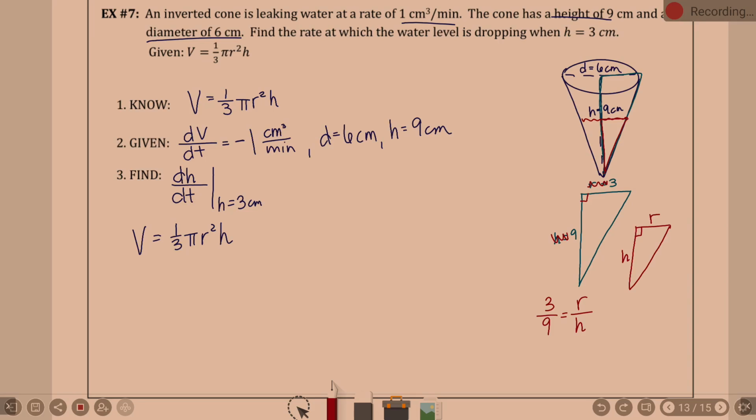Okay. Now, stay with me, guys. Are you seeing my connection of similar triangles? 3 over 9. So basically, the radius of the big triangle to the height of the big triangle is proportional to the radius of the small triangle over the height of the small triangle. Yes? Okay. 3/9 is 1/3. Could I reduce this and say 1/3 equals R over H? It's not that you'd have to, but we're going to do that here in a moment.